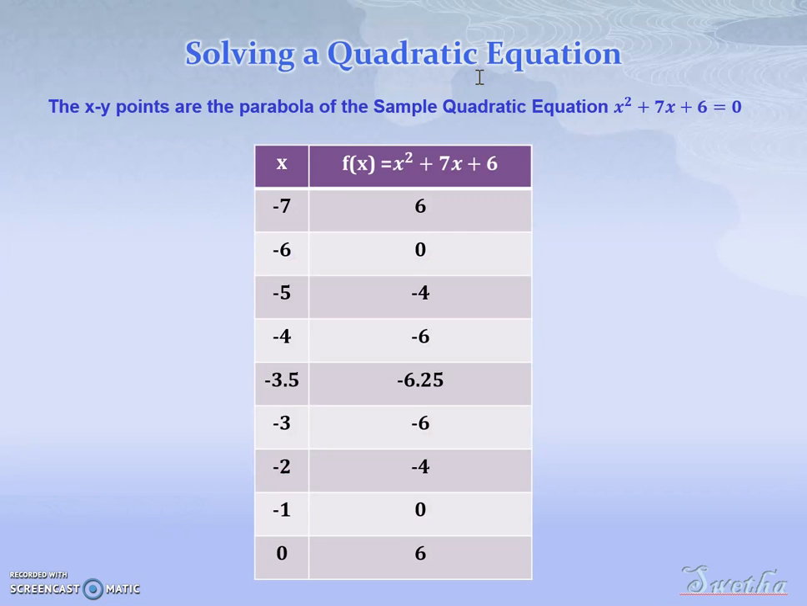This is the table of values for this sample equation, and it shows the x and y points and the different ordered pairs to plot this parabola. In this table, we can see that when the x value is plugged into the equation, it gives the y value. An example is negative 7 as x. When we plug in negative 7 for the x value, it becomes negative 7 squared plus 7 times negative 7 plus 6, which creates 49 minus 49 plus 6. This would equal 6. From this table, we can see that that is correct.